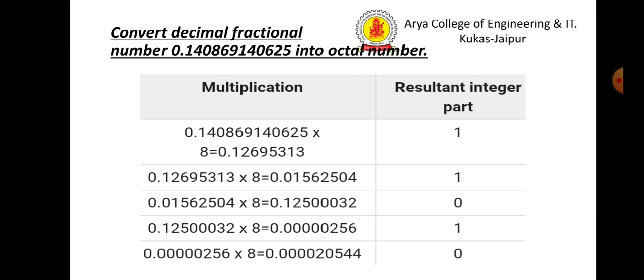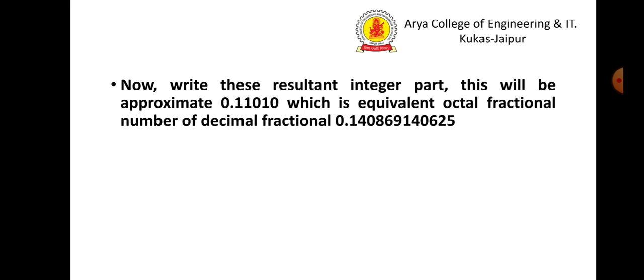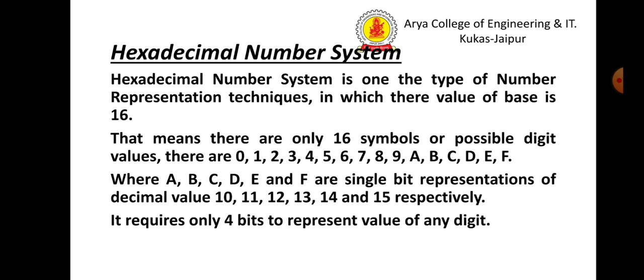Here is an example to convert a decimal fractional number into an octal number. Here we multiply the fractional part, or decimal part, by 8, and if we get an integer, we put it in the resultant integer part and the fraction part goes to the next step, like we did in our previous examples. So here 0.11010 is the equivalent octal fractional number for the decimal number 0.1408691400625.